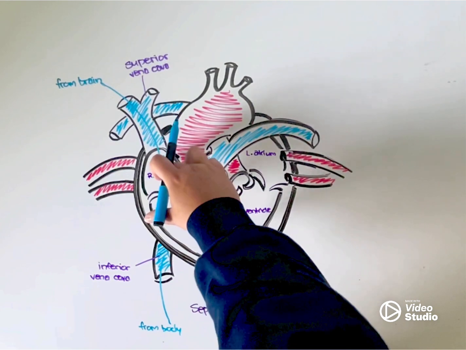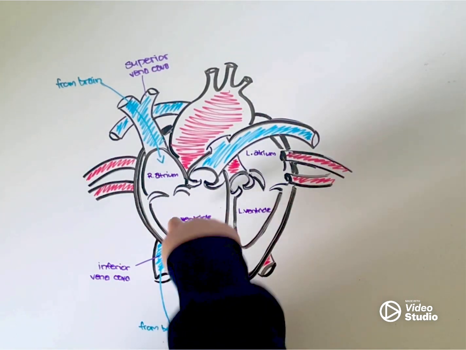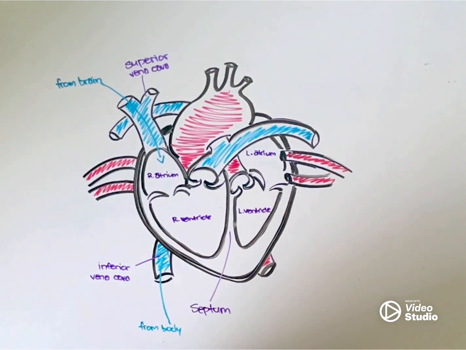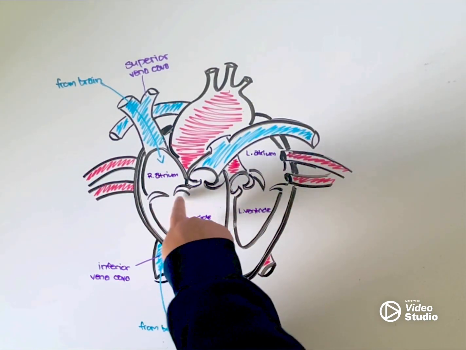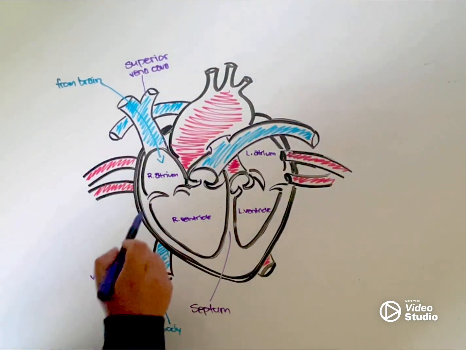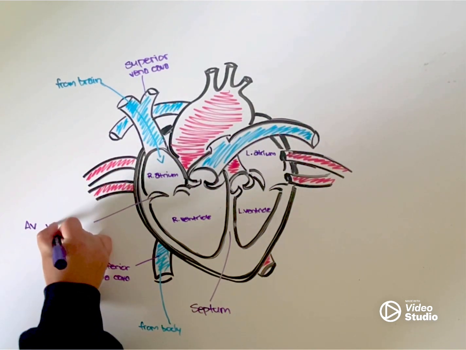Now, once blood enters this little right atrium here, the heart is going to have its first contraction, and actually both atria are going to contract at the same time. When those atria contract, it's going to push blood down into the ventricles below, and as it's moving down into this right ventricle, it's going to pass by a set of valves known as the atrioventricular or AV valves.